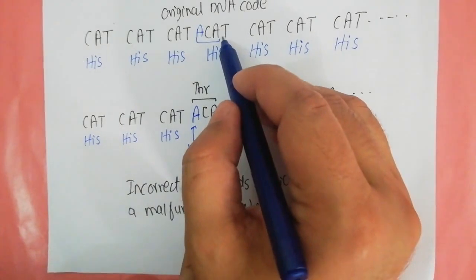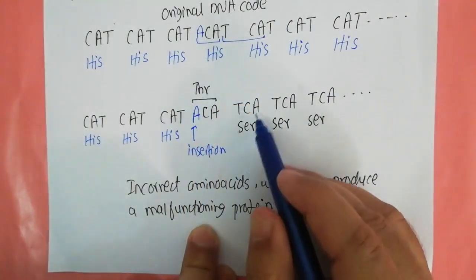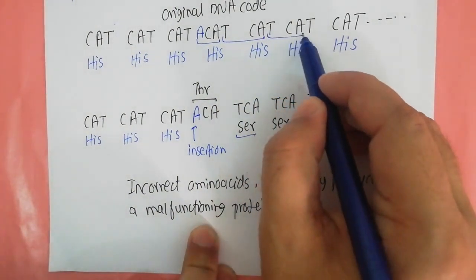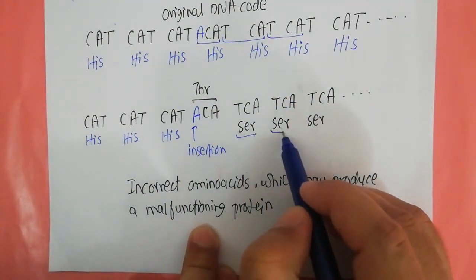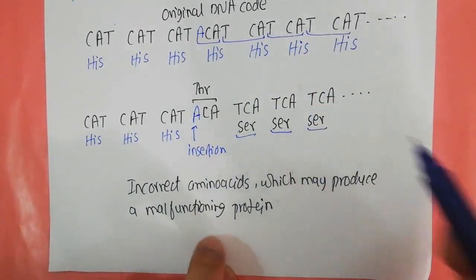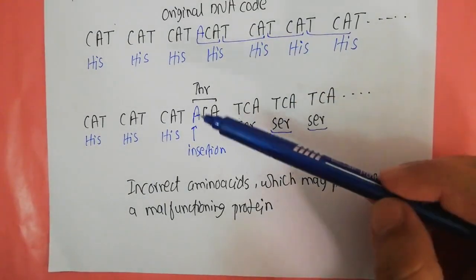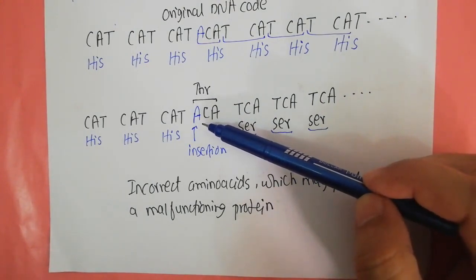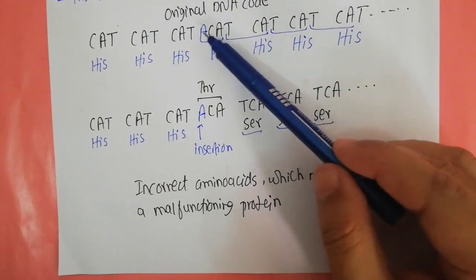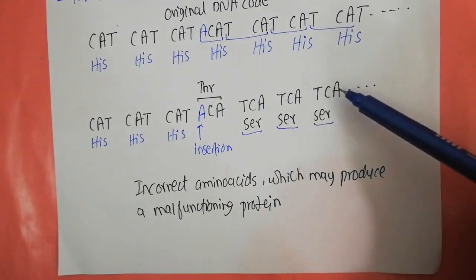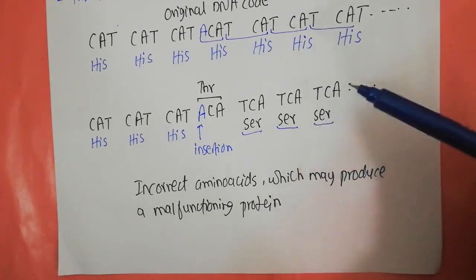So another codon you will be having is the TCA over here, and this TCA is coding for the serine. Again, you are having the TCA, you will be having another serine over here, another TCA over here, so you are getting another serine. As you can see in this example, the insertion of a single nucleotide is changing the amino acid at the point where the insertion is taking place. The insertion is taking place over here, so this histidine is changed into the threonine, and all of the following amino acids are changed because the codon sequence, or the reading frame, is changing.